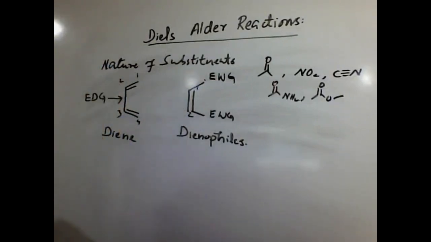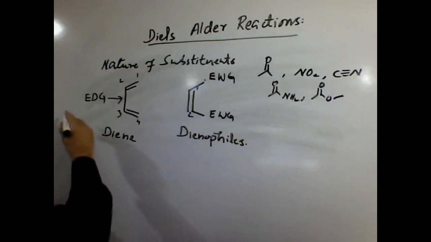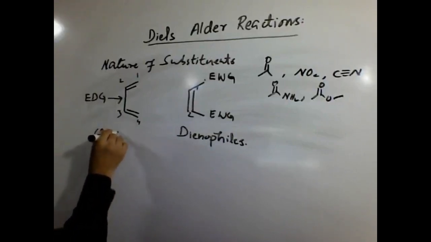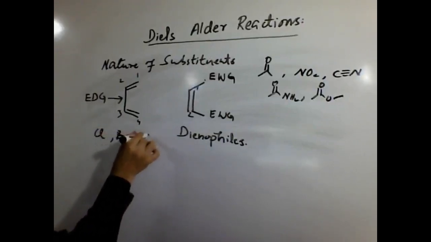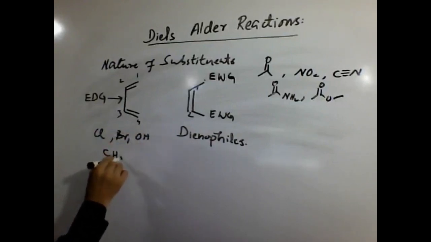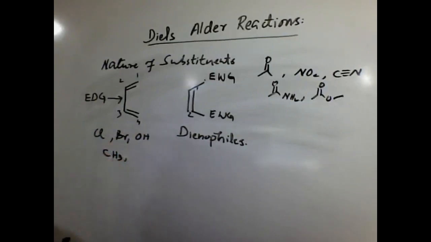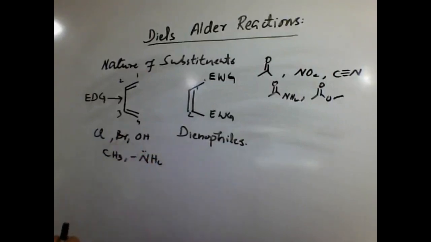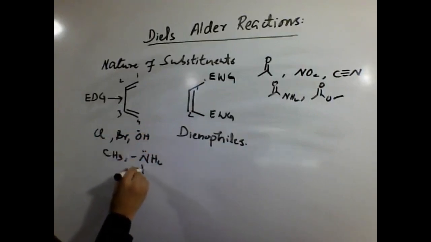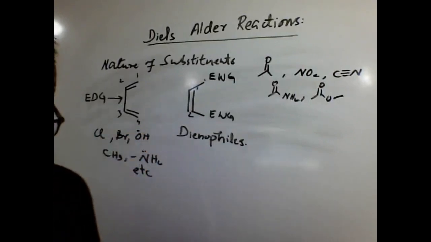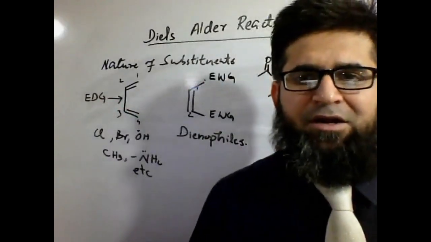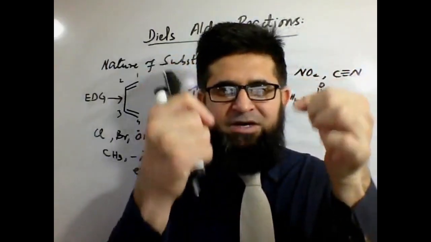Similarly, dienes should carry electron donating groups. We have an idea about the electron donating groups: chloro, bromo, hydroxyls, to some extent ethyl, methyl, they are the donating ones. Amines, etc. These are the groups which could act as donating groups. So the presence of a donating group on the diene and a withdrawing group on the dienophile accelerates the reaction.